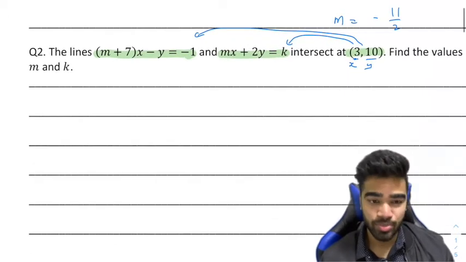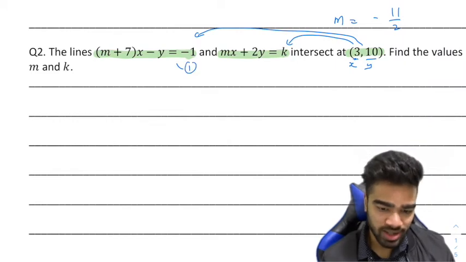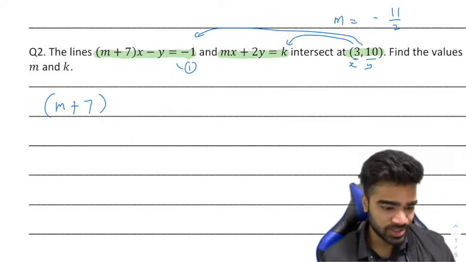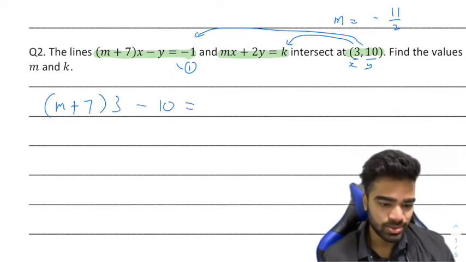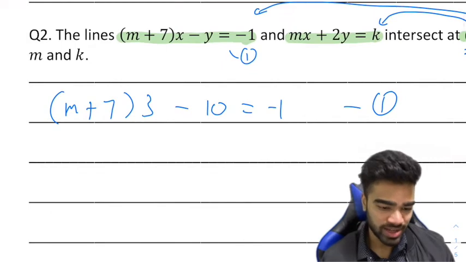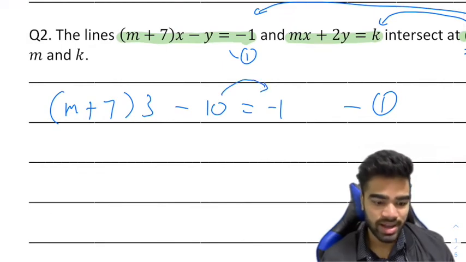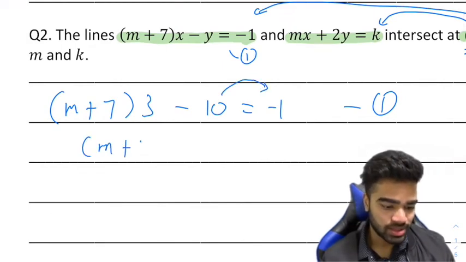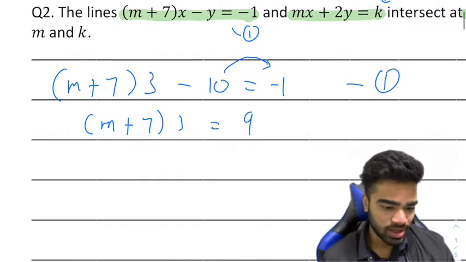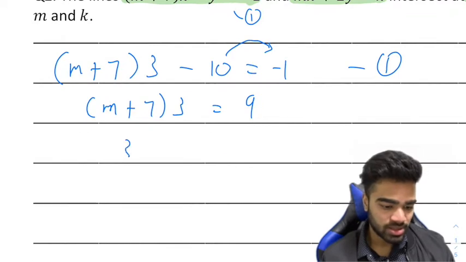Alright, so let's sub both of them into the equation. So equation 1, I'll sub x in. So you have m plus 7 times 3 minus 10 is equal to negative 1. That's equation number 1. I'm actually going to simplify this as much as I can. So I'm going to take 10 to the other side by adding. So I have m plus 7 times 3 is equal to 9. So negative 1 plus 10. And then I'm going to expand the brackets. 3m plus 21 equals 9.